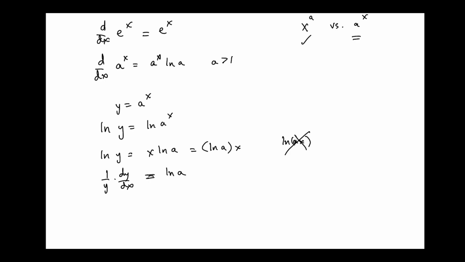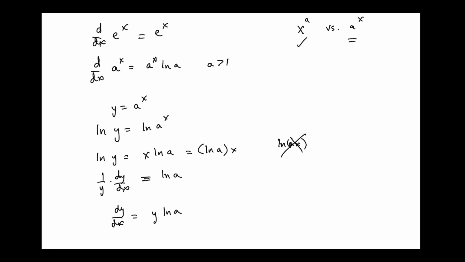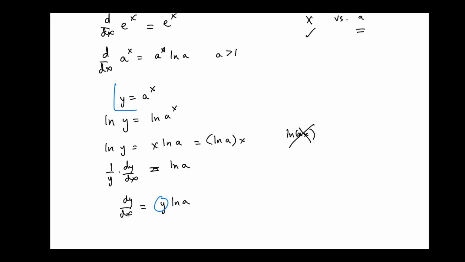Now what's the goal in all of this? To solve for dy/dx. So I can do that by just multiplying both sides by y. And then I say, well, wait a minute, what was y? It was this, back from the very beginning, right? So can I substitute that in? And I get exactly what we had memorized that this derivative should be.